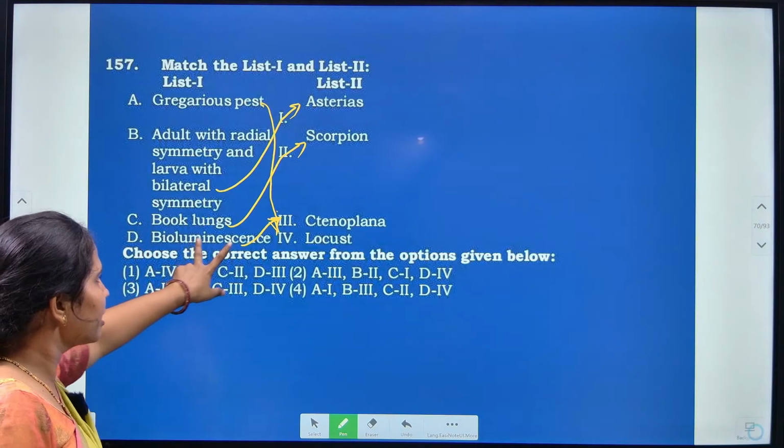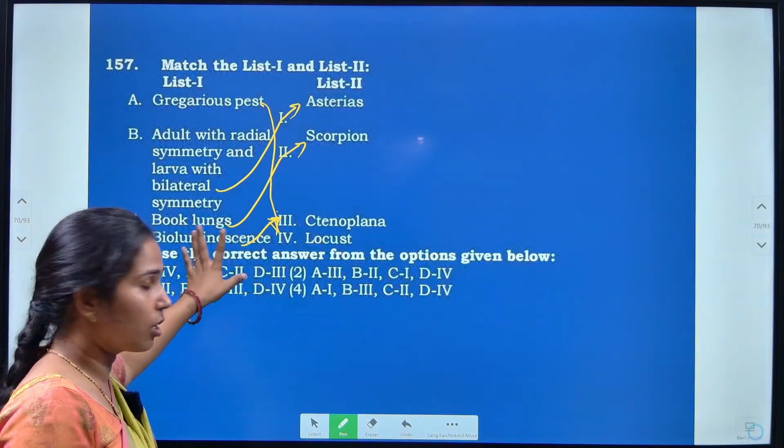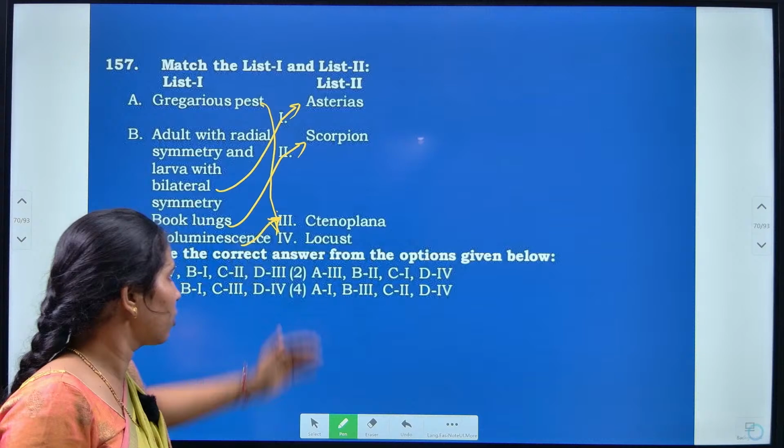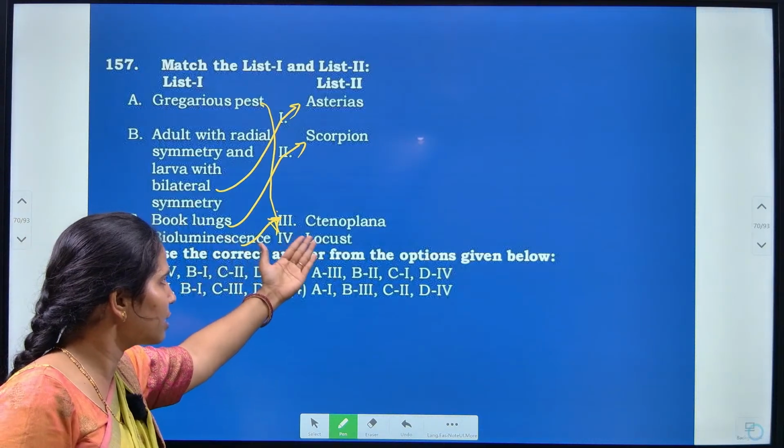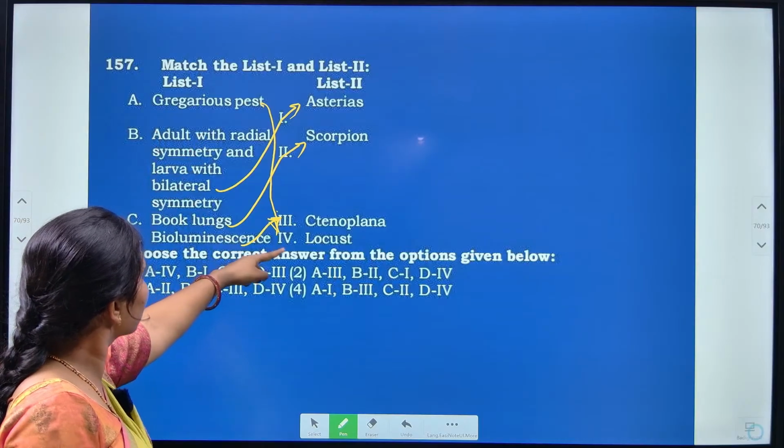So bioluminescence, I have already told you what is bioluminescence. It is the condition in which the organisms emit light, they are called bioluminescent, and an example for that is Ctenoplana here, and the gregarious pest will be the locust here.